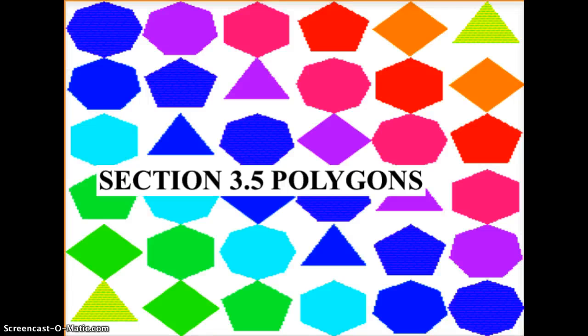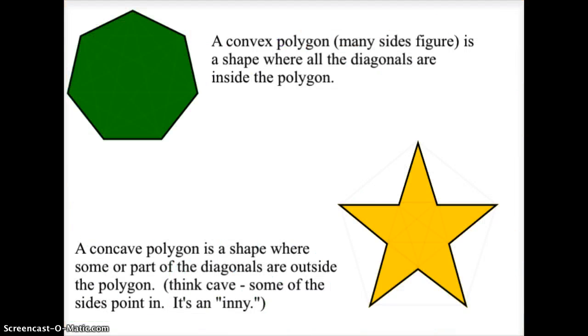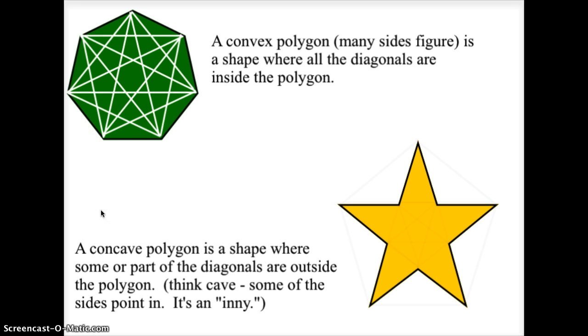Section 3.5, polygons. First thing that we need to do is talk about the two different types of polygons. First one is called a convex polygon. Polygon means many-sided figure. And a convex polygon is a shape where all the diagonals are inside the polygon. Diagonals are the lines that connect all of the vertices, plural of vertex.